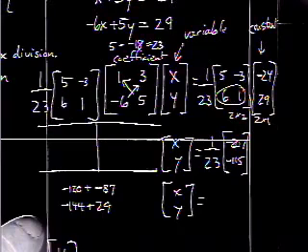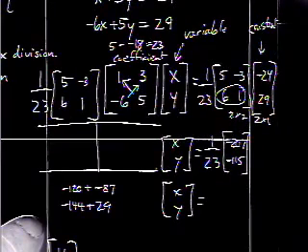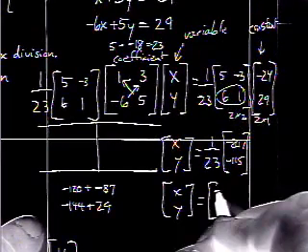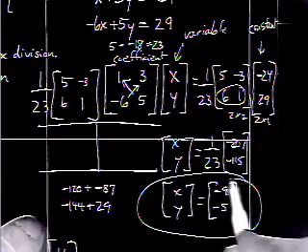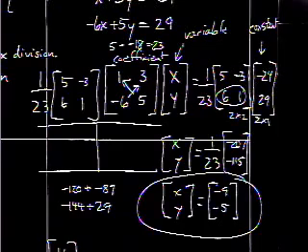Negative 207 divided by 23 gives me negative 9, and negative 115 divided by 23, that'd probably be negative 5. So there's your answer for that particular question, using left multiplication by the inverse of the coefficient matrix.